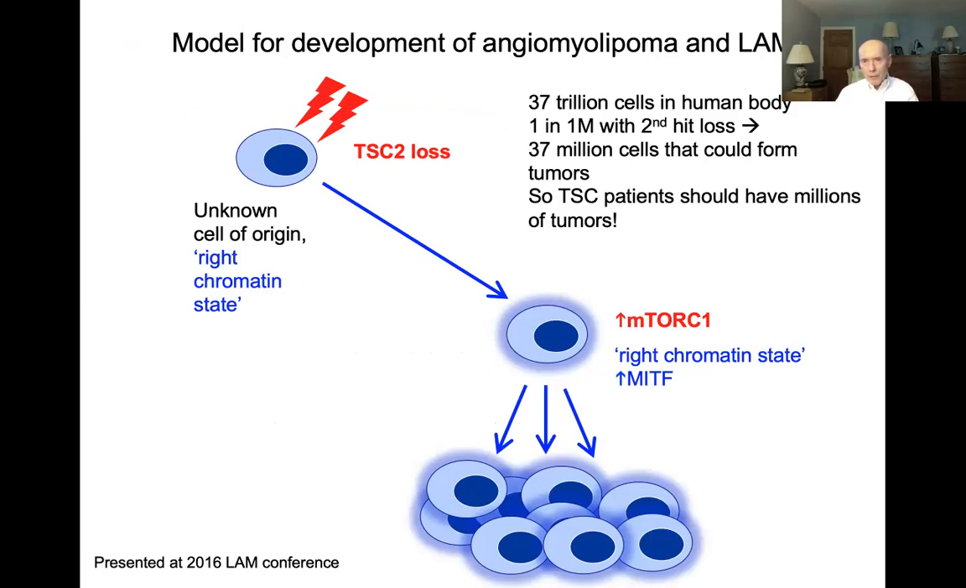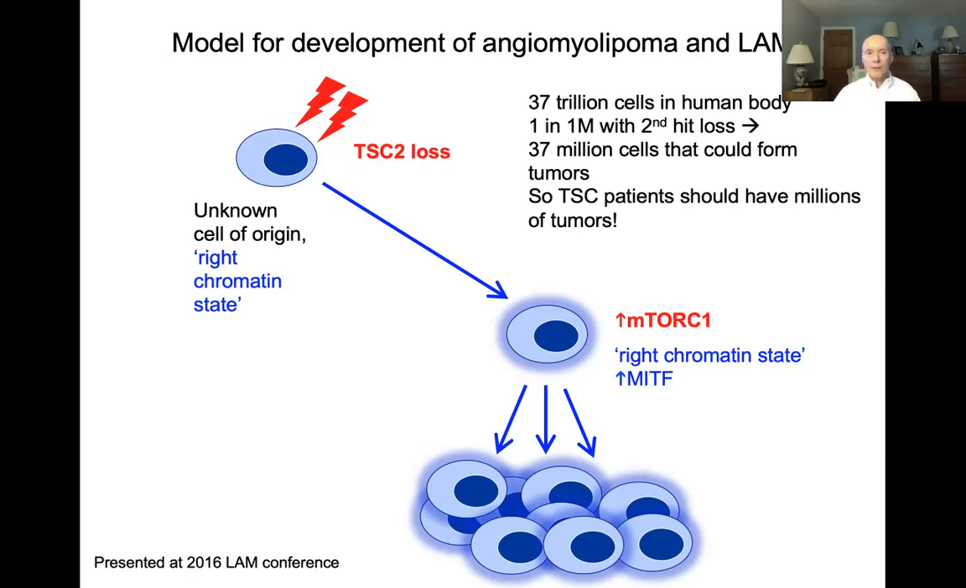An important consideration here was that there are roughly 37 trillion cells in the human body, and a very conservative estimate would be that 1 in a million would have second hit loss of TSC1 or TSC2, so that there would be 37 million cells that would have the potential to develop into tumors in patients with TSC. Fortunately, this is not the case, suggesting that TSC2 loss does not have the same effect in all cells.